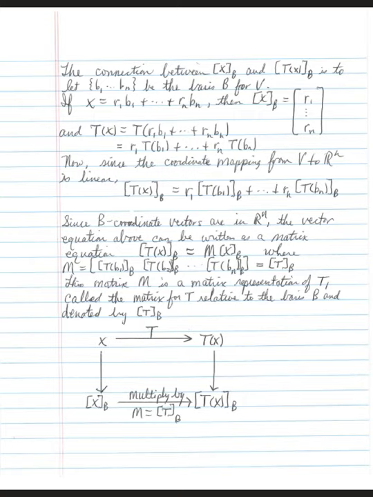The coordinate vector of T of x relative to B is equal to some matrix M times the B coordinate vector of x, where M is the list of the coordinate vectors of the transformed basis vectors, and it'll be denoted with T in a bracket and a subscript B. This matrix M is a matrix representation of T called the matrix for T relative to the basis B, and it's denoted by T sub B.